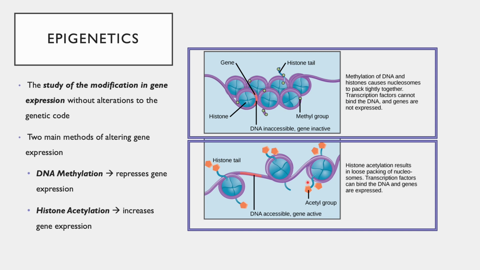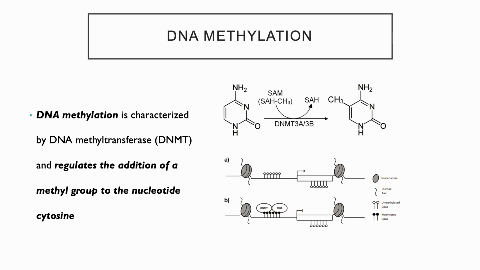So in simple terms, for this slide specifically for your exam, I just want you to understand that DNA methylation and histone acetylation are both involved in altering gene expression, whereas the addition of these methyl groups usually represses the expression of genes, and histone acetylation, the addition of these acetyl groups, will actually increase the ability for genes to be expressed. So DNA methylation is largely characterized by a gene known as DNMT, DNA methyltransferase. This regulates the addition of methyl groups to the nucleotide cytosine.